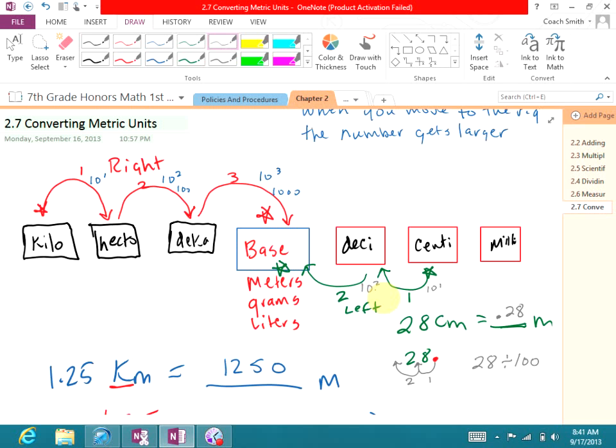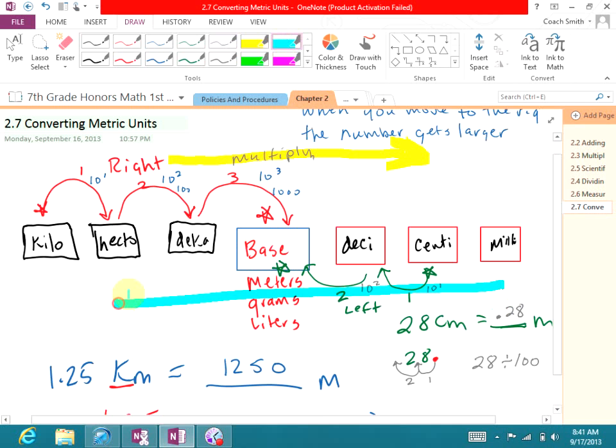Correct. That is correct. Yes, if we're moving this way, right here, that is multiplying. Okay? If we're moving this way here, that is divide. Another way to look at it is if you're moving from a larger unit of measurement to a smaller unit of measurement, you're going to multiply. If you're moving from a smaller unit of measurement to a larger unit of measurement, you're going to divide. Just like you would in the American system, okay?